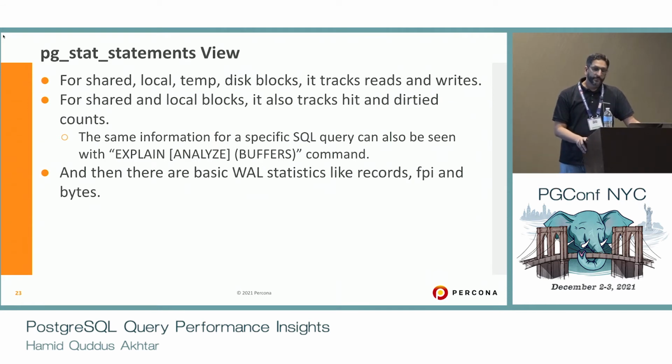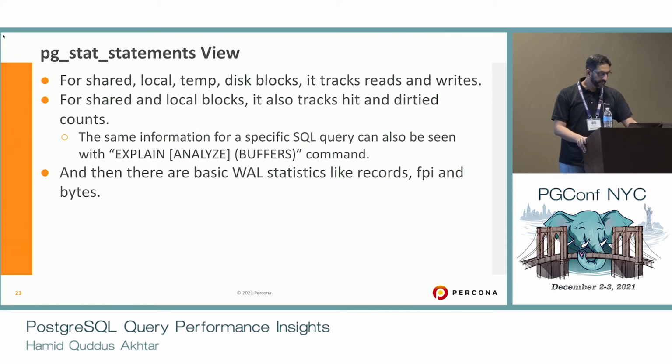You also have shared, local, and temp disk blocks and statistics on those. The difference here is, shared blocks are really your table and index access pages. Locals are basically, again, indexes and your temporary tables, and temp is basically the work mem, or the operations that are needed to process a query. So whether, for example, sorting and data to be written for those things.